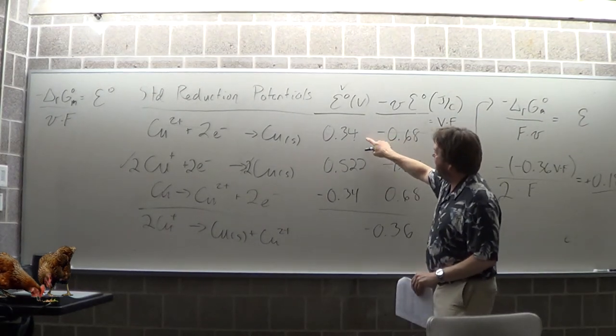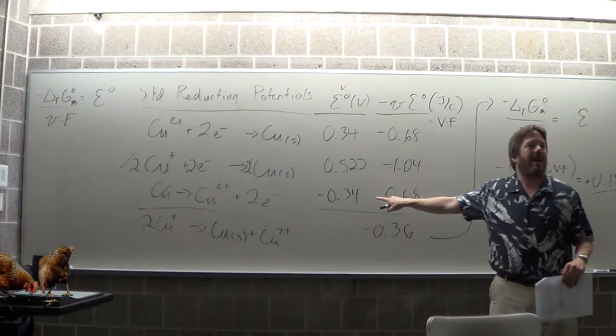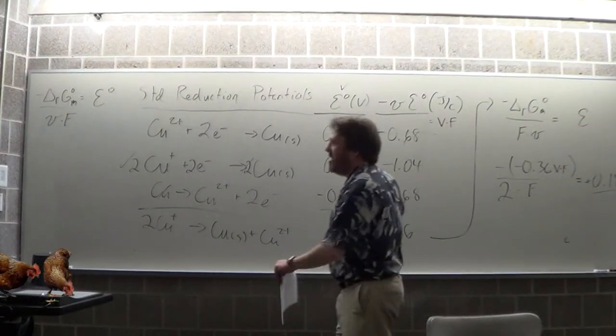Oh, by the way, does that work? Yes. What is 0.522 minus 0.34? 0.182. I think it's 0.18. 0.182. One of you screwed me. Anyway, okay, 0.182. Right, cheating method. Okay.